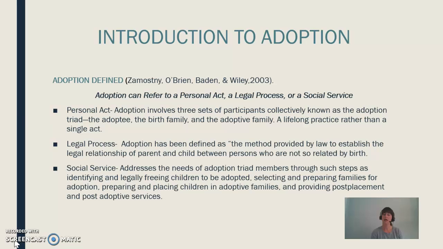Then there's the legal process, which is defined as the method provided by law to establish the legal relationship of a parent and child between persons who are not so related by birth. And finally, social service. This addresses the needs of the adoption triad members through such steps as identifying and legally freeing children to be adopted, selecting and preparing families for adoption, preparing and placing children in adoptive families, and providing post-placement and post-adoptive services.